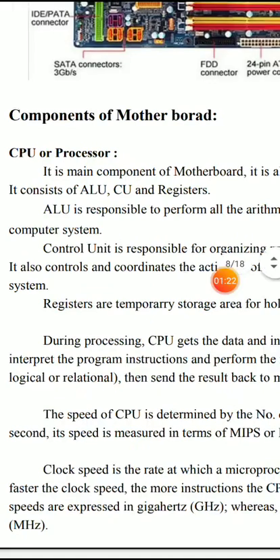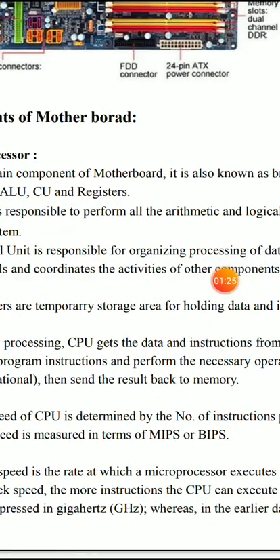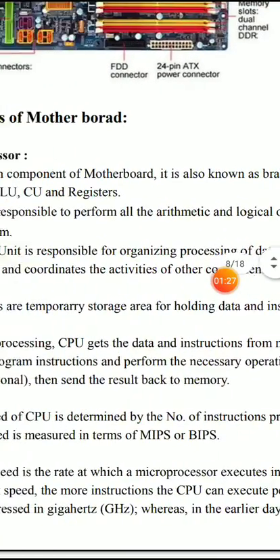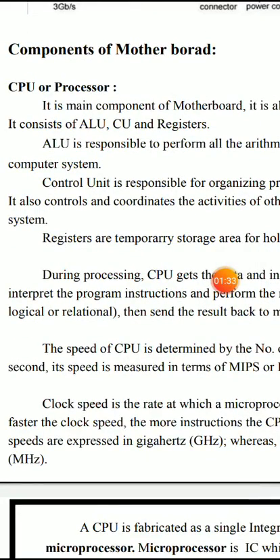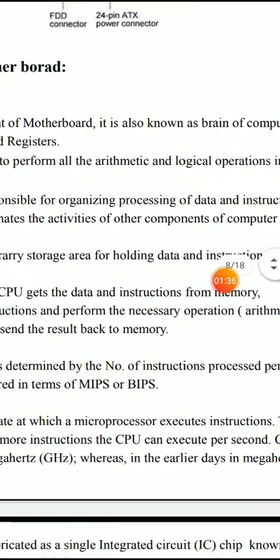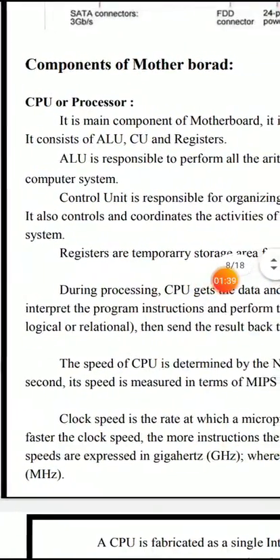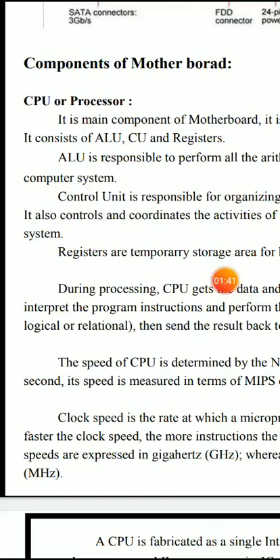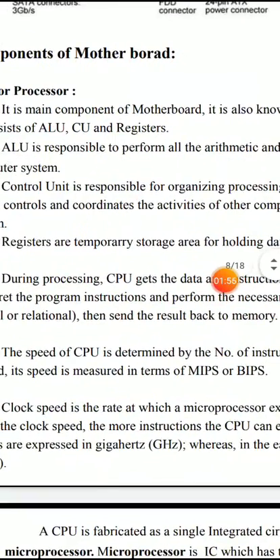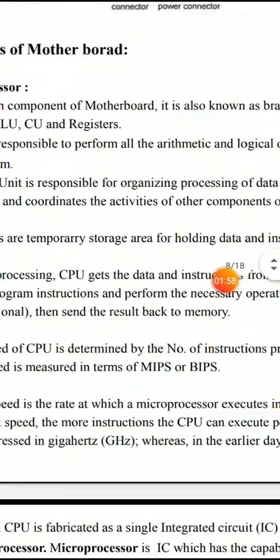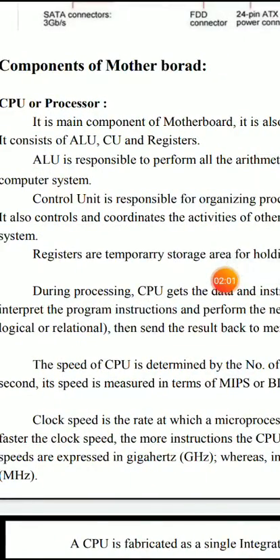Then registers are nothing but temporary storage areas which are useful for holding data, instructions, and intermediate results during processing of a program instruction or during a processing task. So during processing, the CPU gets the data and instructions from memory. It will convert the data and the instructions into a format which is understood by the computer, that is called interpretation. Then it will perform the required task that is specified in the form of an instruction within a program, and finally it will generate the result and send the result back to the main memory of a computer system.